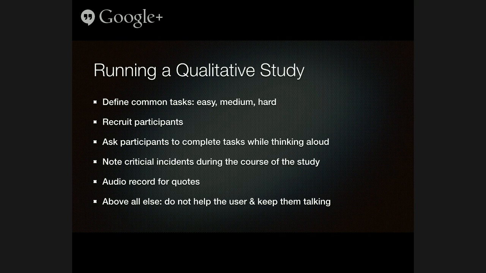When you do these sorts of user studies, the instinct of everybody, one, is to not talk enough, and two, is to hide whatever they're doing on their device, keep it out of your sight. Your job is to be all up in their business, and not only all up in their business, but all up in their brain, because you want them to keep talking about every little thing they're seeing. So then you note critical incidents, what went well, what went wrong, you audio record for quotes, and above all else, you don't help the user and you don't let them get all introverted and sad. You just keep them talking and keep them working on whatever they're doing.